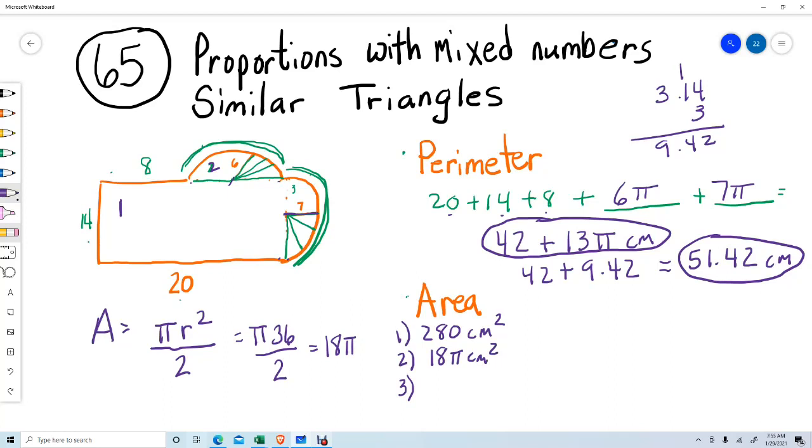Our third area is just another semicircle. Again, that's pi r squared divided by 2. Our r is 7, our radius is 7. 7 times 7 is 49, and then we divide that by 2. 49 divided by 2 is 24.5. Oops, I forgot my pi. Don't want to forget the pi.